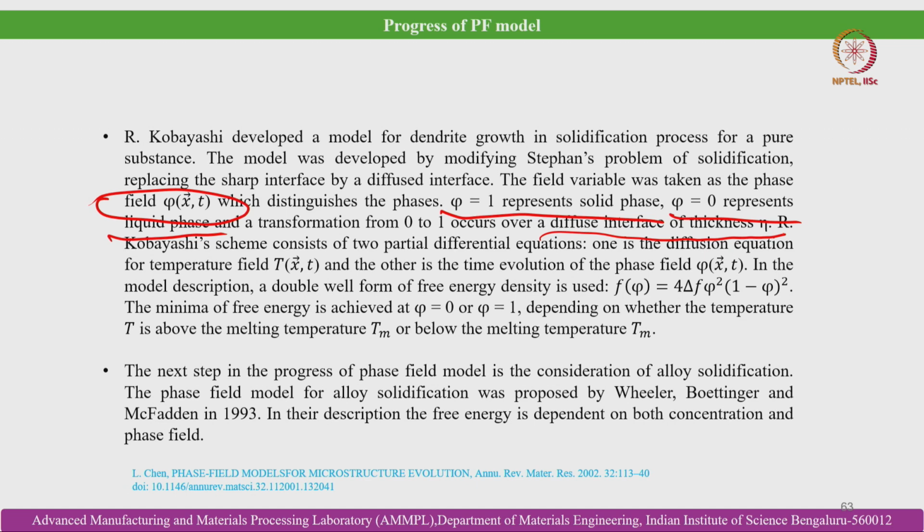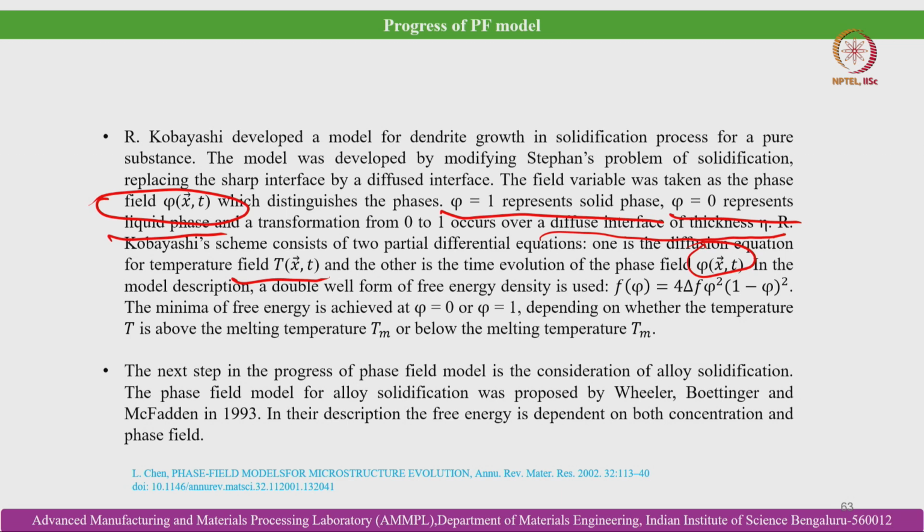So, the Kobayashi scheme consists of two partial differential equations. One is the diffusion equation for the temperature field T, which is again a function of space and time, and the other is the time evolution of the phase field variable phi, which is again a function of space and time. In the model description, a double well form of free energy density is used. So, f(phi) is equal to 4 delta f phi squared (1 minus phi) whole squared.